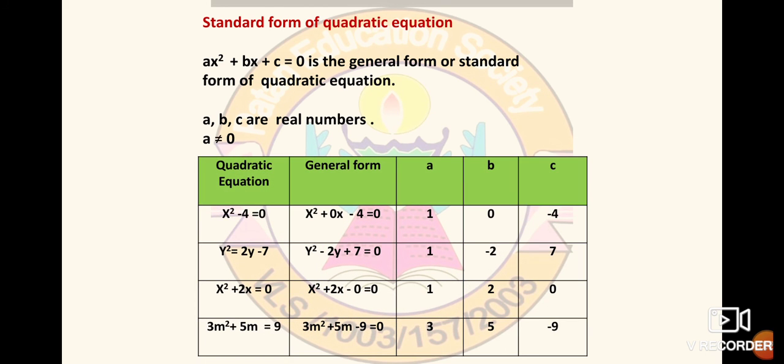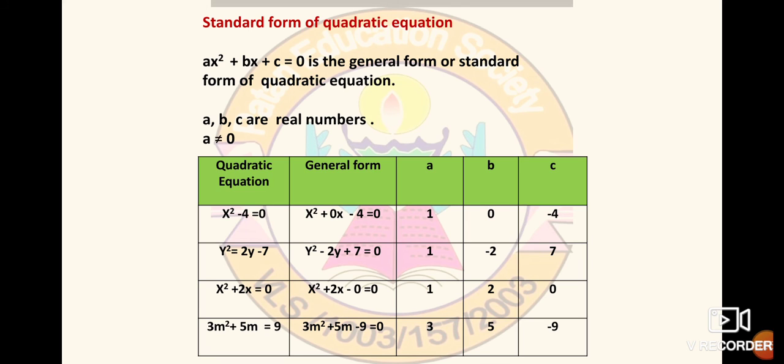Now see, the quadratic equation is x square minus 4. It is not in a proper standard form. The middle term is missing, means the value of b is missing, so you need to consider coefficient 0 and write down that term. x square plus 0x minus 4 is equal to 0. Here the value of a will be 1, that of b will be 0, and that of c will be negative 4.